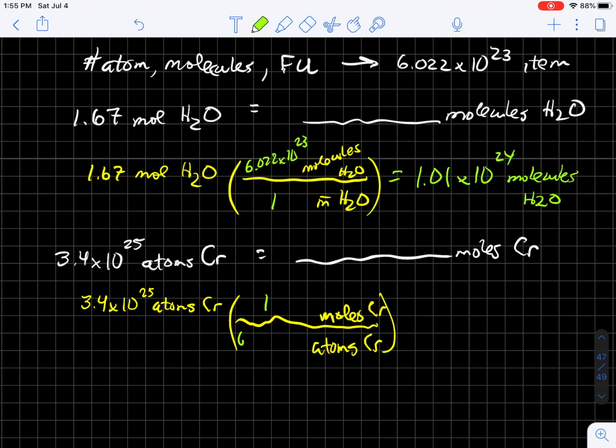Alright, so now we can put in our numbers. For every 1 mole, we have Avogadro's number of atoms. And again, knowing how to use your calculator will help here. 3.4 exponential 25 divided by 6.022 exponential 23. And I get 56.45964796. And I need to do 2 sig figs. So this is going to be 56 moles of chromium.